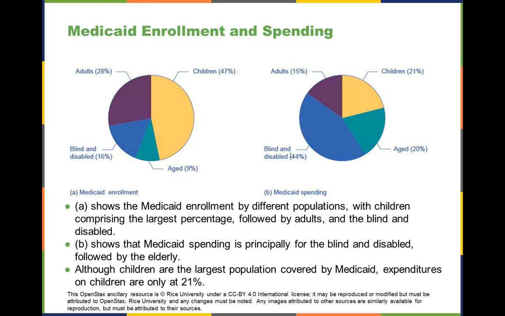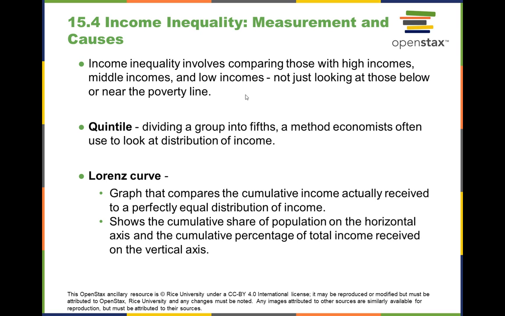And it shows that the spending, once again, is primarily on the blind, disabled, and aged. Income inequality involves comparing those with high incomes, middle incomes, and low incomes, not just looking at those below or near the poverty line. A quintile is dividing the group into fifths, or 20%, a method economists often use to look at the distribution of income. That's when you hear of the top 20%, the middle 20%, the bottom 20%.